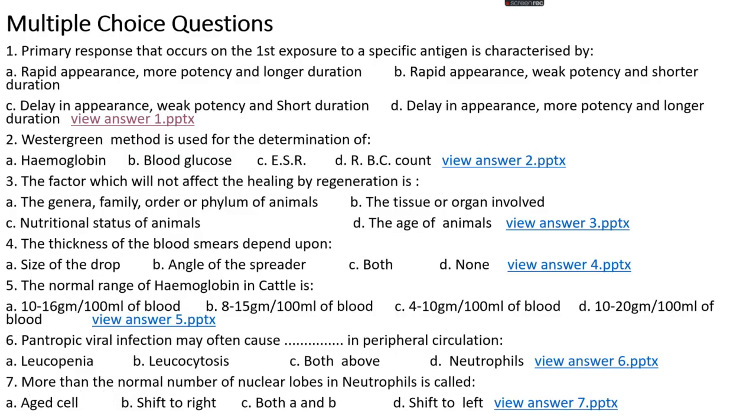Okay. Question number two: Westergren method is used for the determination of option A, hemoglobin, option B, blood glucose, option C, erythrocyte sedimentation rate, or option D, RBC count. The right answer is option C, that is erythrocyte sedimentation rate.